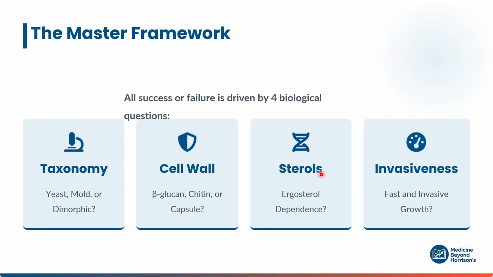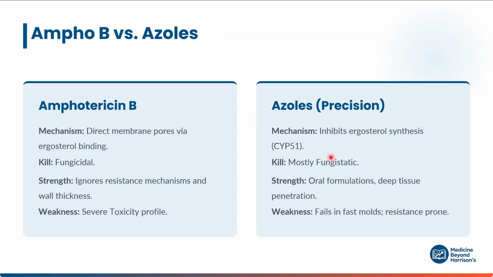So the final master framework that you must know: the taxonomy, whether it is a yeast, mold or a dimorphic; whether it has a cell wall of beta-D-glucan or chitin, or is capsulated or not; the dependence upon sterols, ergosterol dependence or not; and the invasiveness, the fast or slow invasiveness of the organism. So all these four questions are very important in determining the antifungal of choice. Amphotericin B makes direct membrane pores via ergosterol binding, so it is fungicidal. It ignores resistance mechanisms and wall thickness, but the only major disadvantage is the severe toxicity profile.